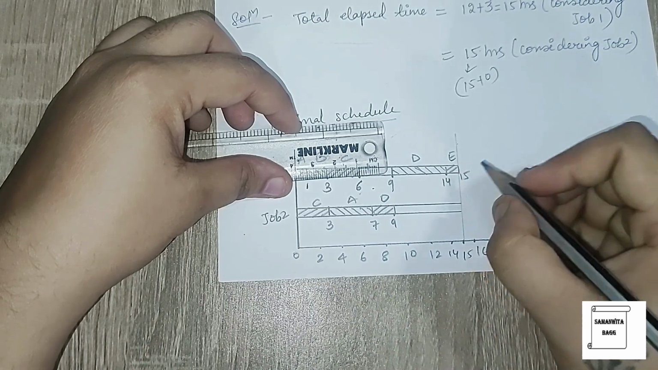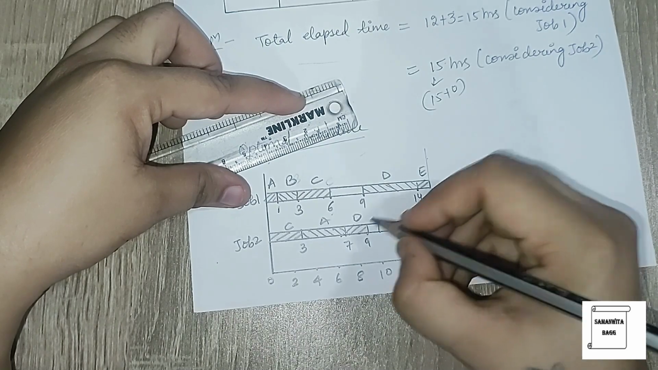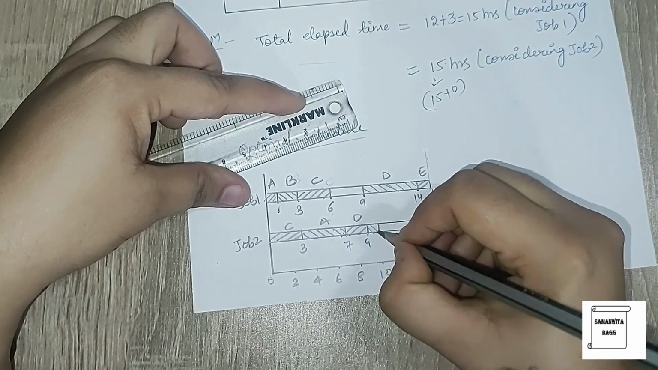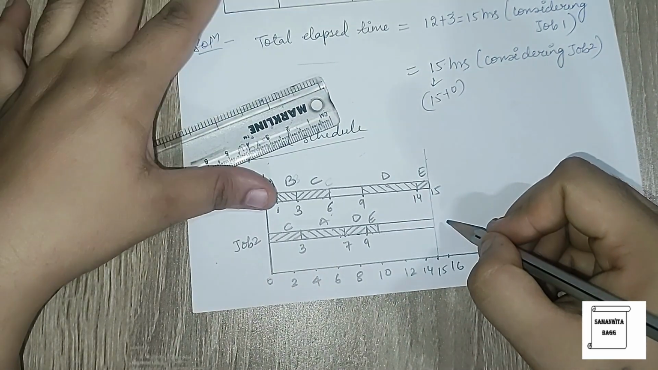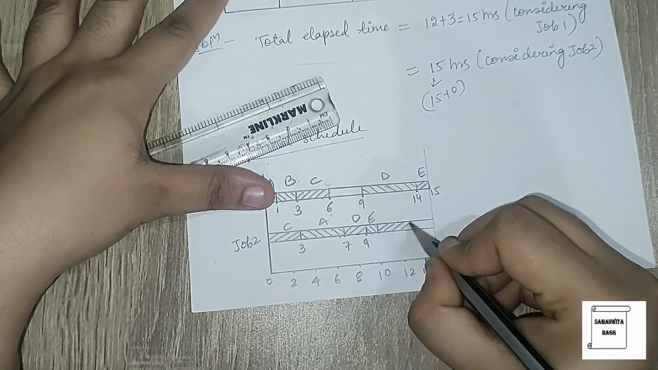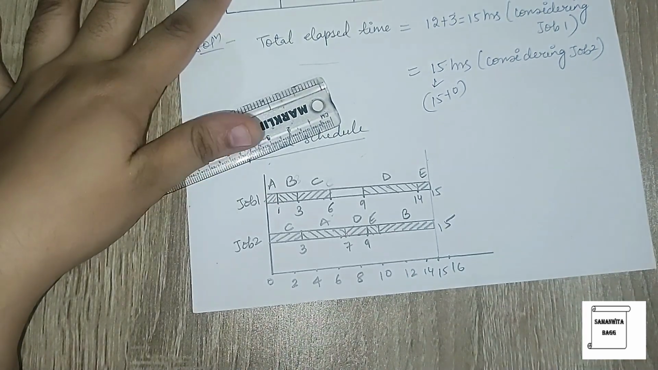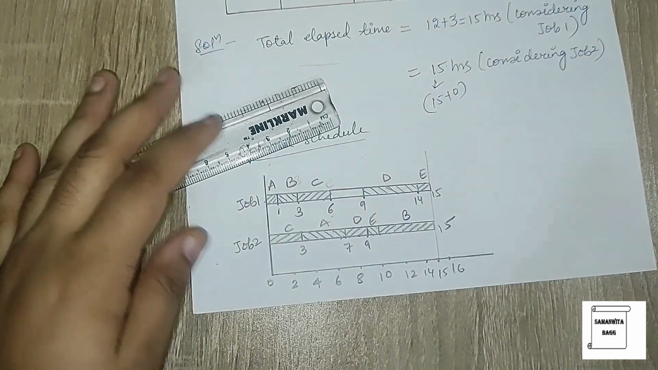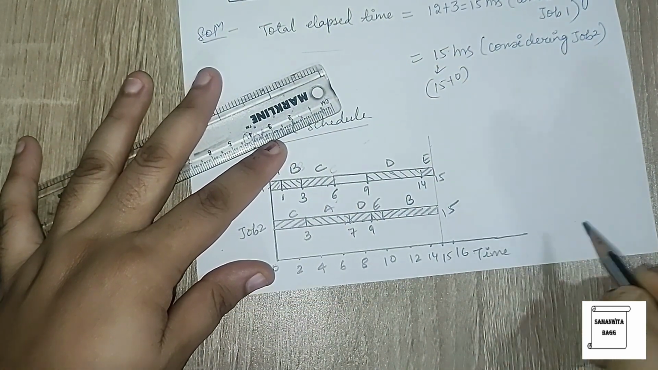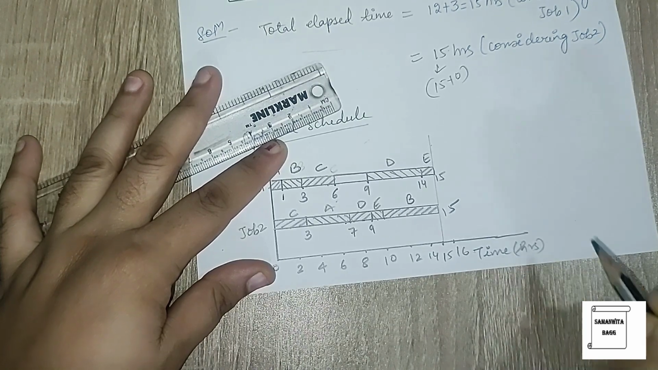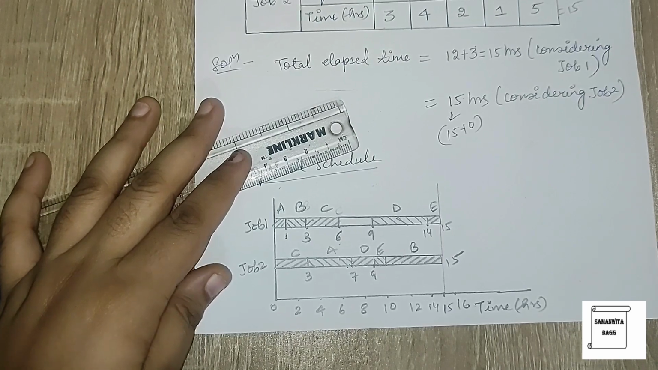This is D. Then you have E, 1 hour. So here I'll mark 1 hour. This is E. And last, whatever time is remaining 5, that is of B. So I will mark this distance as B. And this ends at 50. So here is the time in hours, and this is a job 1 and 2 sequencing that we have done.